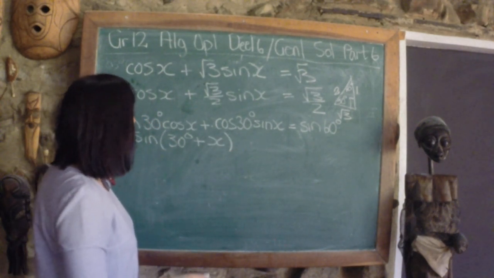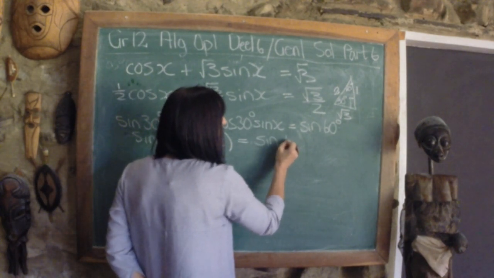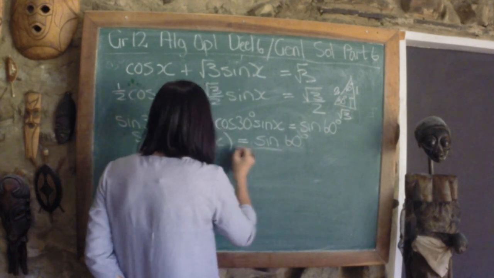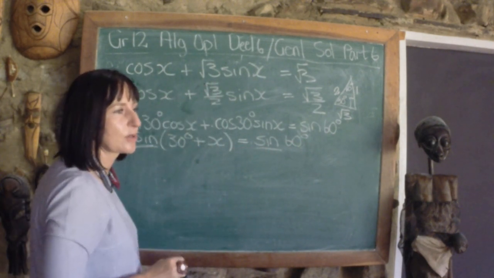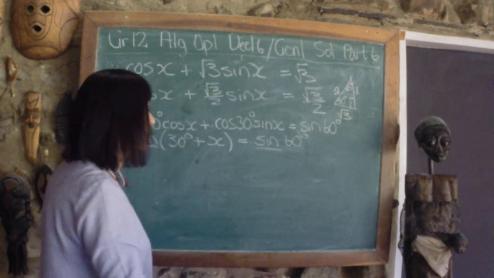Sin of 30 plus x is equal to, and that's why I've used the sinus of 60 degrees, because then I've got the same trig expression on both sides, and then I can go on with my general solution that I know.